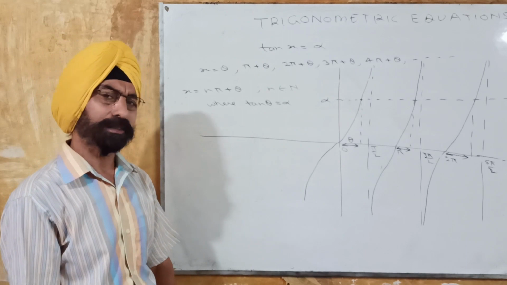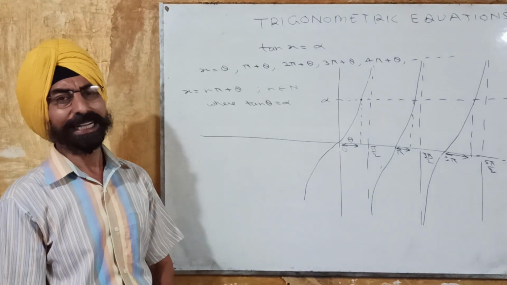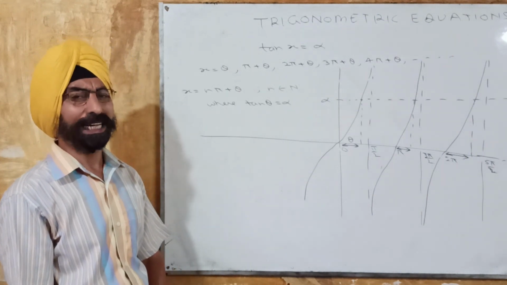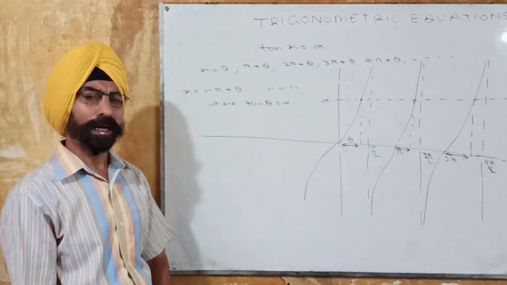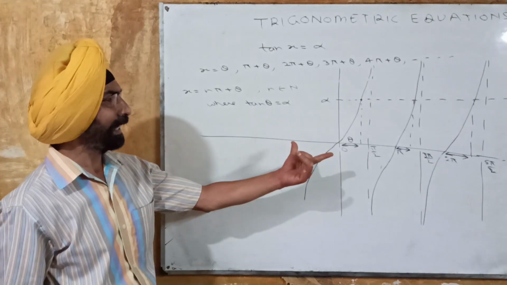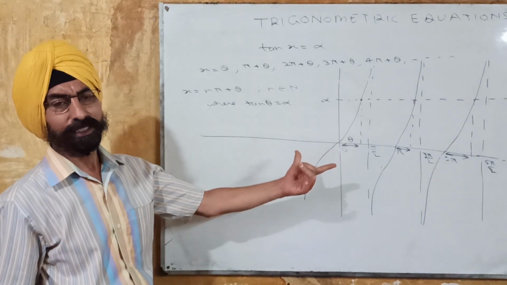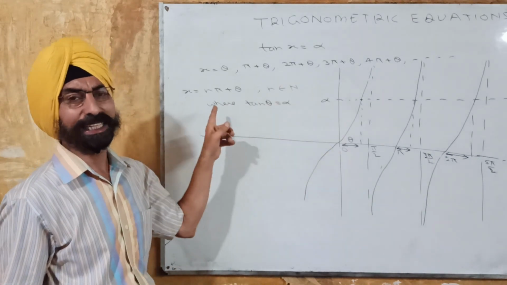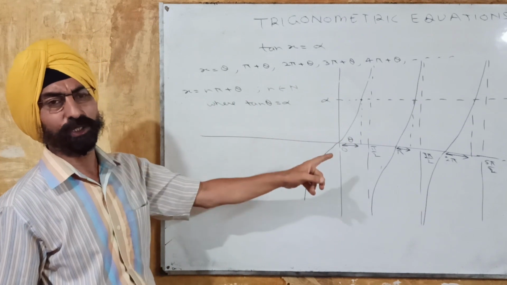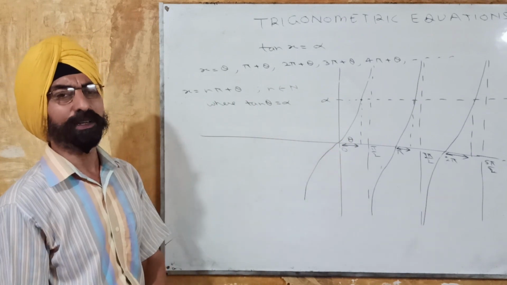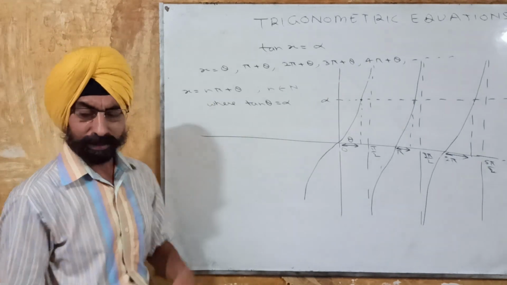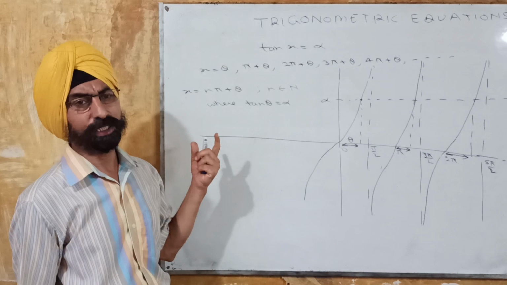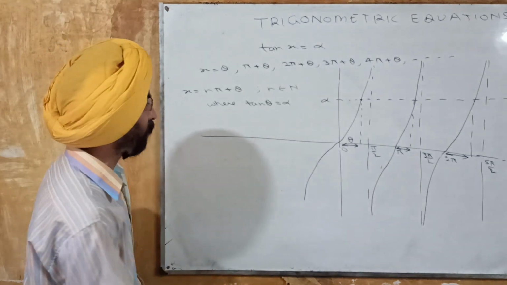It is because sin, cos, tan are all periodic functions. The period of sin and cos is 2 pi, whereas the period of the function tan x is pi. So in case of sin x you are getting the values 0, 2 pi, 4 pi, whereas in case of tan you are getting the values 0, pi, 2 pi. After every pi you are getting a solution. So these are the solutions when you are given sin x is equal to alpha, or cos x is equal to alpha, or tan x is equal to alpha.